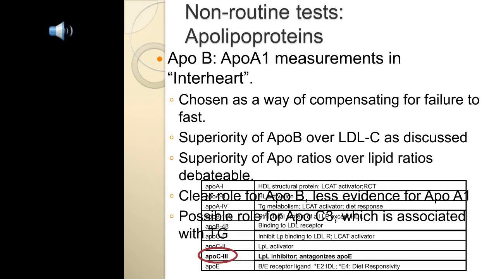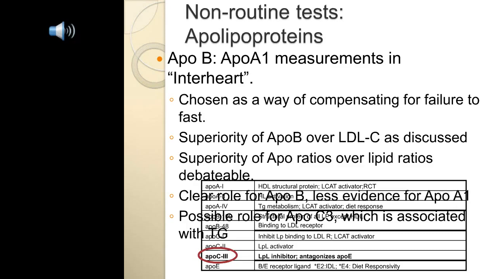I'm sorry that this slide looks like it's distorted a little bit, but having dealt with the routine tests, I'd now like to spend a little bit of time thinking about the non-routine tests and how they would interface with the changes that we've mentioned so far. We've already pointed out that in the Interheart study, the ApoB to ApoA1 measurements were used as an attempt to compensate for non-fasting measurement of the patients. And I think there could be a debate about whether that was necessary.